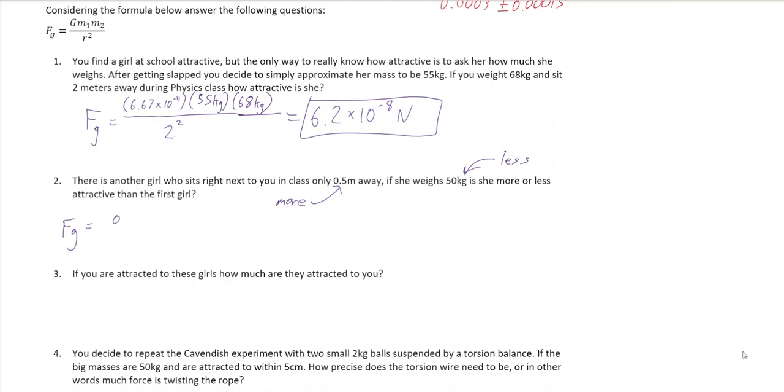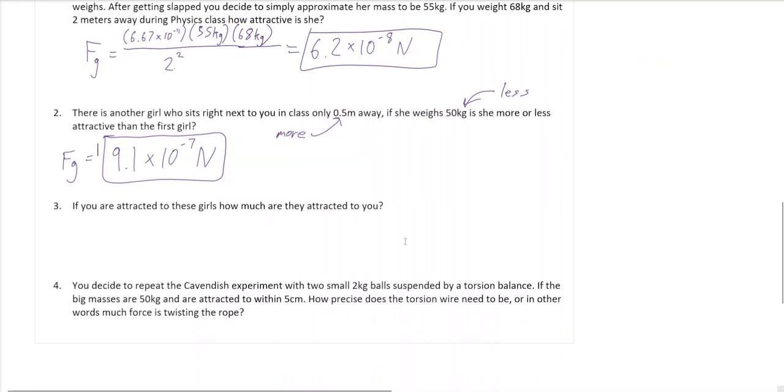Ooh, look at that. She's more attractive. 9.1 times 10 to the negative 7 newtons. That girl is more attractive than the first girl because she's closer. That's the main thing, right? She weighs a little bit less, which actually makes her less attractive. But she's close enough that that matters more. So notice that the R is being squared, right? So a change in the R is doubly as important as a change in the mass.